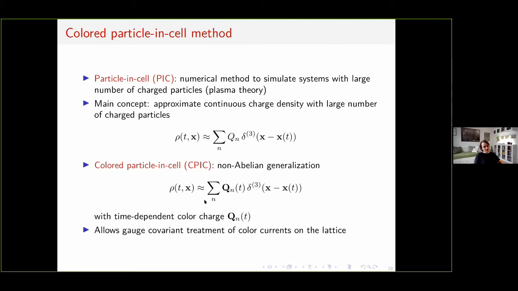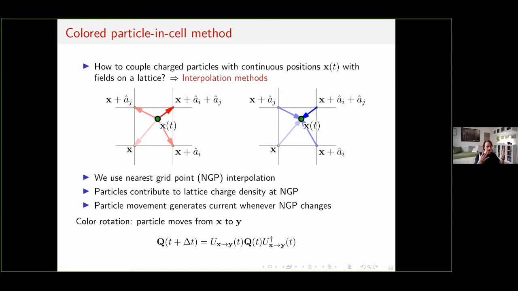Now, the colored particle and cell method is basically just a non-abelian generalization. What happens here is that your charges, the point-like charges, actually can become time-dependent. You really have these time-dependent color charges. And doing this actually allows you to get the gauge covariant treatment of these color currents on the lattice. So, of course, now the question is, how do you actually do this? Well, you have these colored particles moving across the lattice, but you have the fields defined on the lattice, right? So you somehow have these two degrees of freedom, particles and the fields on the lattice, that seem to be a little bit incompatible at first.